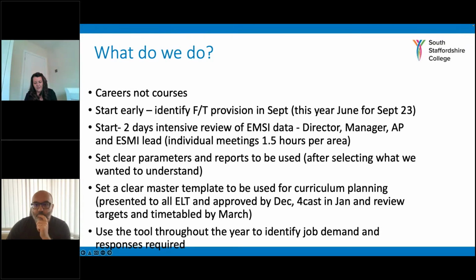The reason we do that is notoriously in previous years, we've gone into curriculum planning in October, November time, and by the time we've approved it and got it out into the guide, it's January or February. Staff aren't aware of the offer, and of course you don't then recruit. So we've continued to pull that forward, and actually we're looking at doing that this year in June for September 2023. In terms of EMSI and how we start that with the college is we have a full 2-day review.